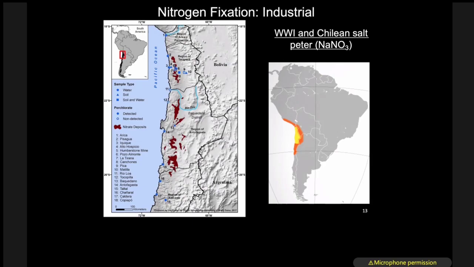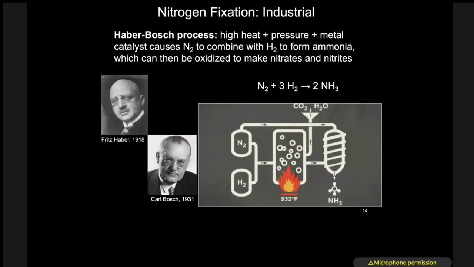And so the Germans were losing, and they wanted to develop a mechanism to fix nitrogen using high heat, pressure, and metals. A guy named Dr. Fritz Haber, in the early 1900s, figured out a way to combine these things to form ammonia, which can then be oxidized to make nitrates and nitrites for explosives. And using this mechanism, he worked with Karl Bosch to industrialize it. And then they were able to basically prolong the war using this industrialized form of nitrogen fixation.